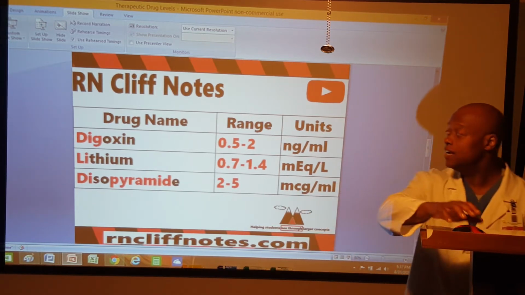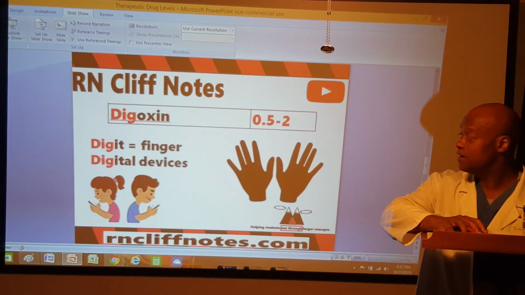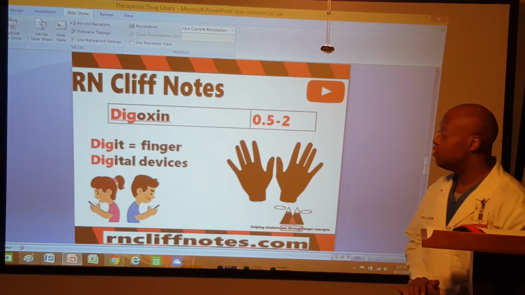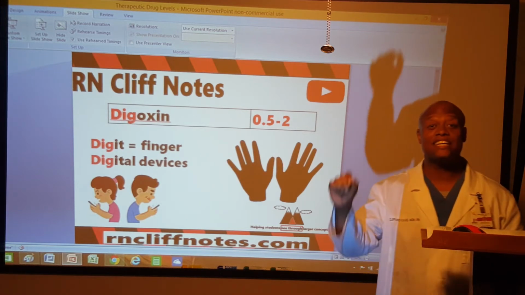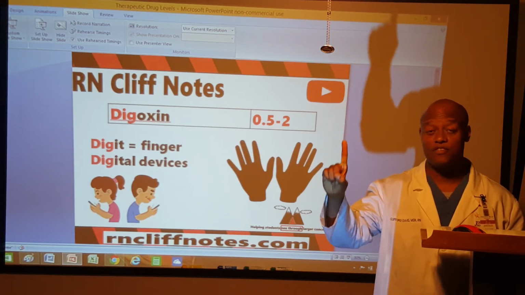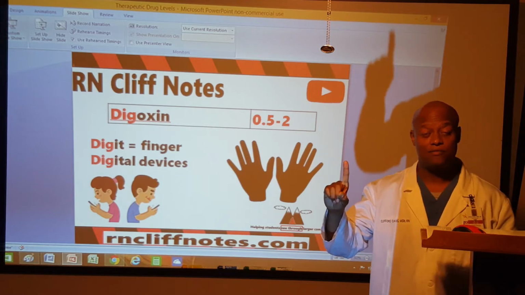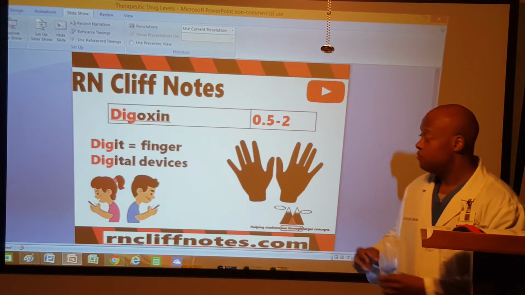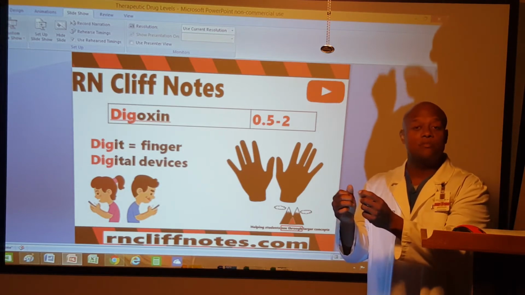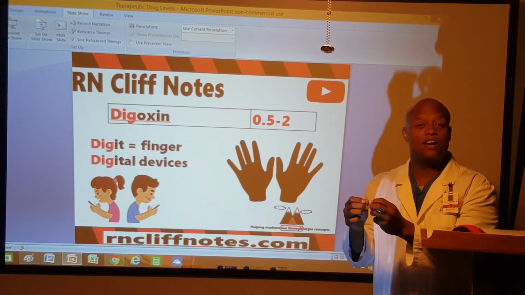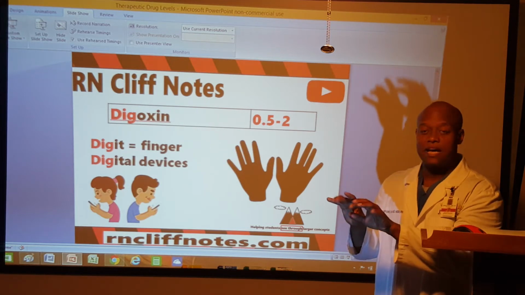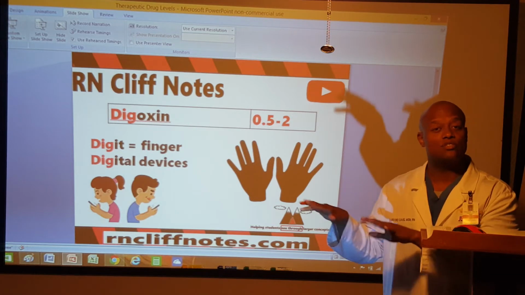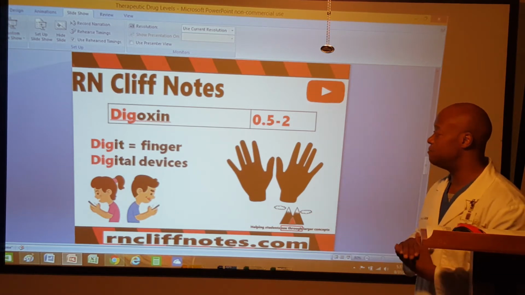First up, our friend Dig, or Digoxin. The first thing is that a digit is a finger. Your finger is a digit. Some people don't realize that we live in the digital age. What does that mean? We use our fingers to communicate with these different electronic devices. We type or text a message with our fingers, and that makes it digital, and we send that to somebody.